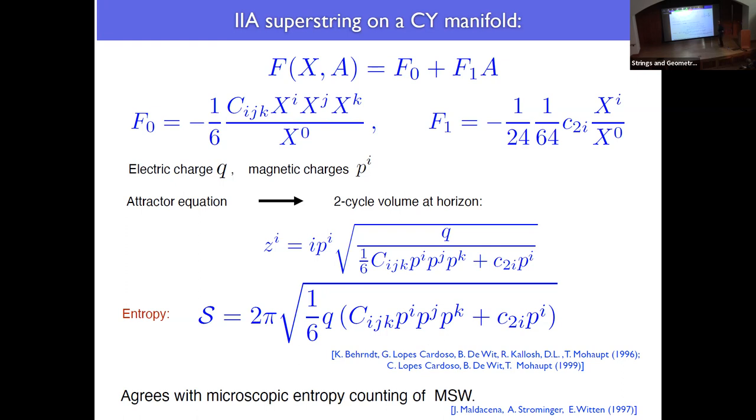And in fact, it was very nice to see that this formula precisely agrees with the microscopic entropy formula by MSW, following basically the paper by Vafa and Strominger. So you can also count the microscopic degrees of freedom for this kind of black hole, and you get a precise match with this formula. So if you wish, you could have started already with this formula at the very beginning and then rederived it a posteriori also in supergravity.